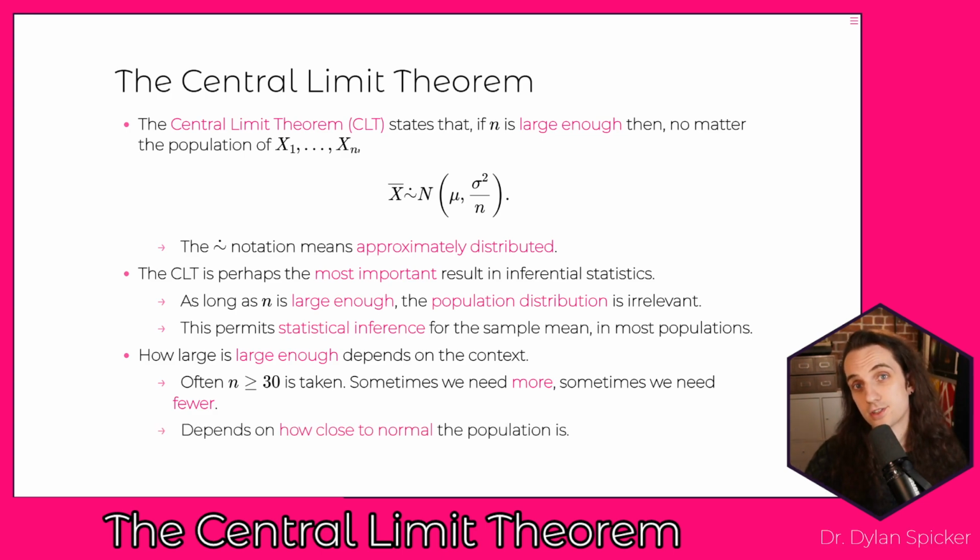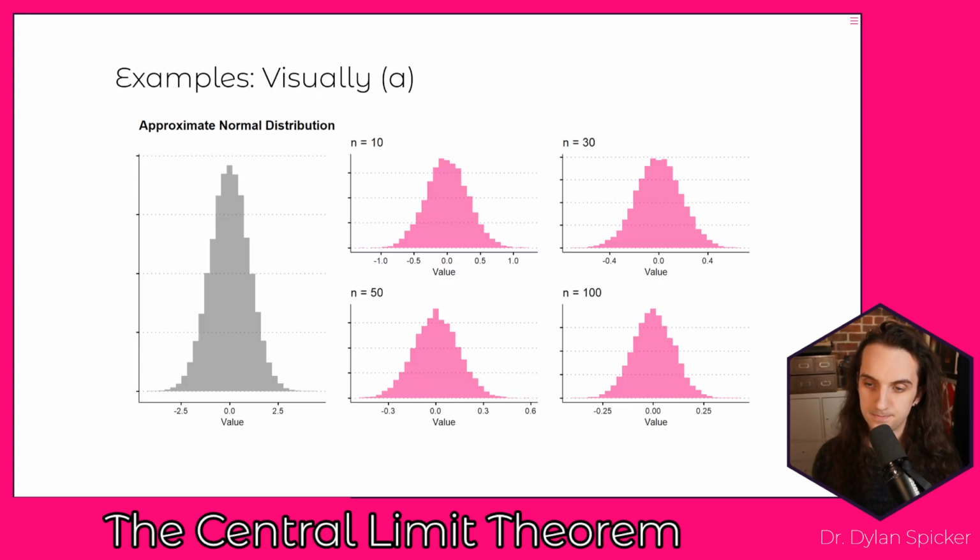The key quantity that matters in terms of how many data points we need is going to depend on how close to a normally distributed population we're starting with. If we have a very close to normal distribution, then we might be able to get away with far fewer than 30. If things are very far from normal, then we might need more than 30. But we'll take a look at that by way of example over the next coming slides.